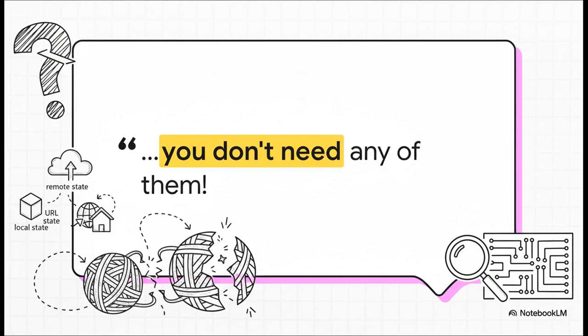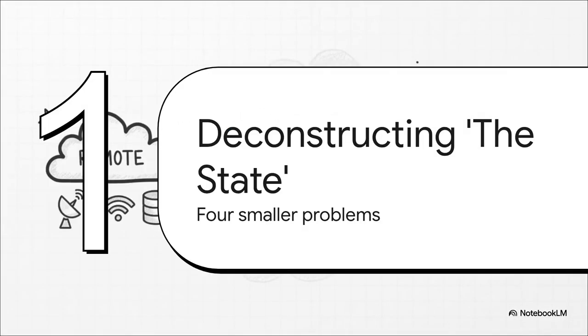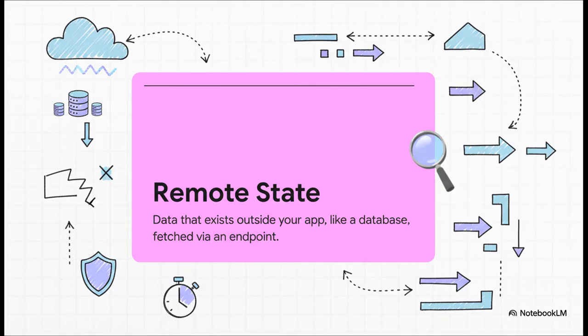whole problem. So the whole idea here is that, for years, we've just been throwing everything into this giant messy bucket we call state. But it's not one single monolithic monster. It's actually four totally separate, much smaller problems. And once you start to see them that way, you realize there are already perfect, specialized tools to solve each one. All right, first up, remote state.